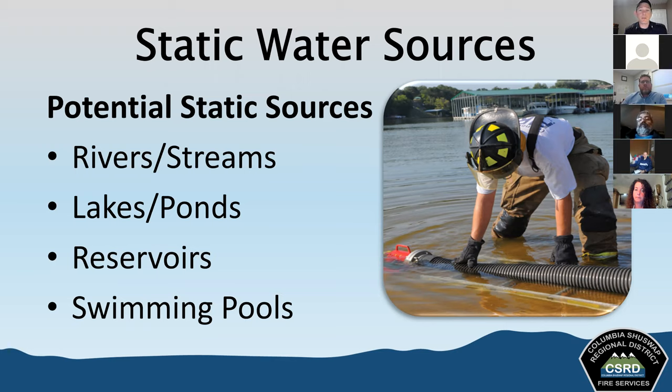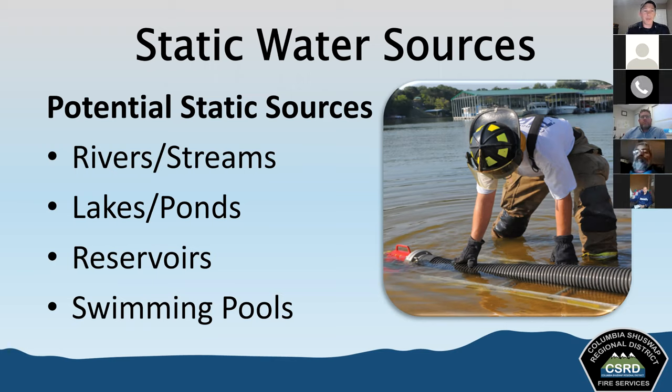So things that we could use, like I have up here, are rivers, streams, lakes, ponds, reservoirs, swimming pools. In certain cases, and wildland firefighting does this quite often when they're setting up the structure protection system with the sprinklers to protect against wildfires, oftentimes, if there are nearby swimming pools, that's where they're going to be supplying their water from. It's a great supply, clean, and it's just as good as any other water you can get.